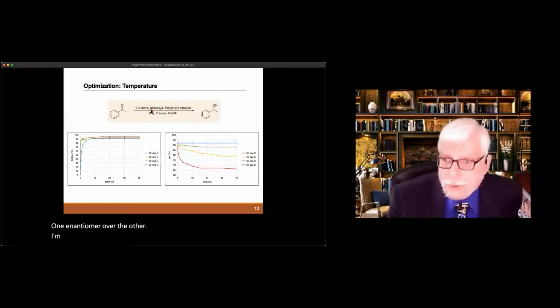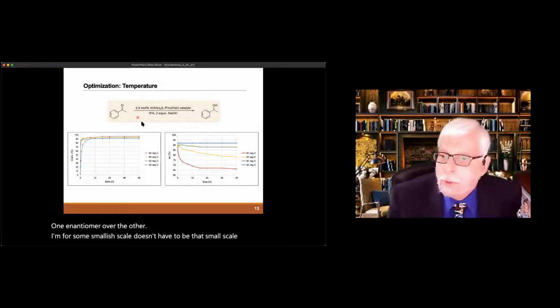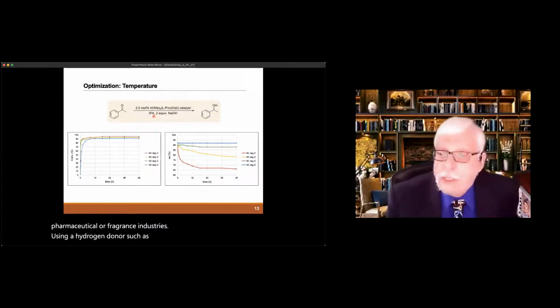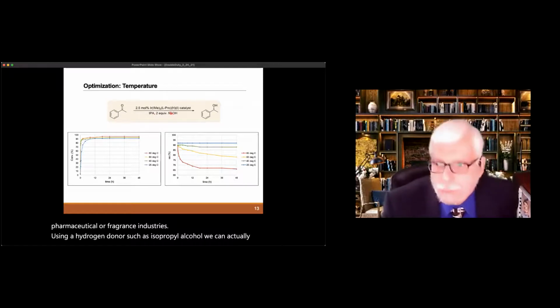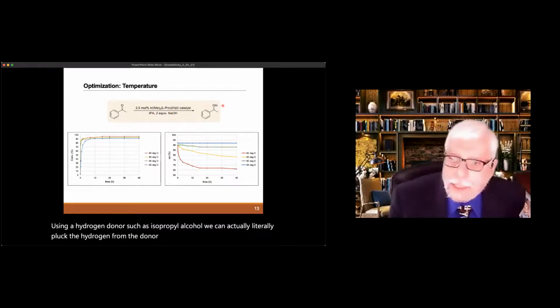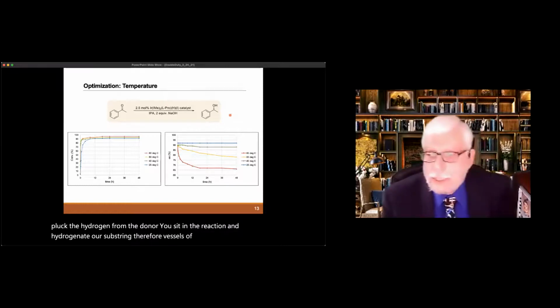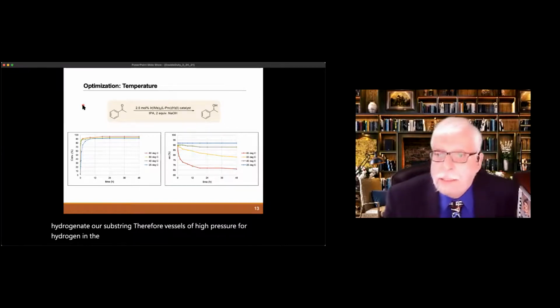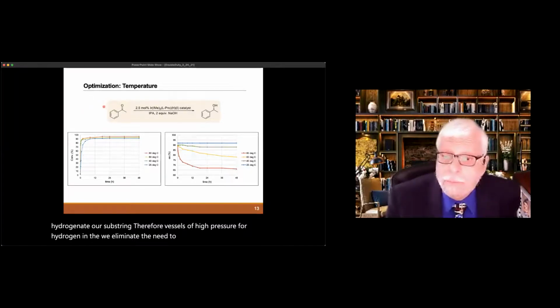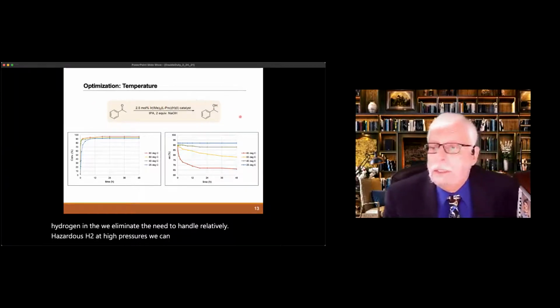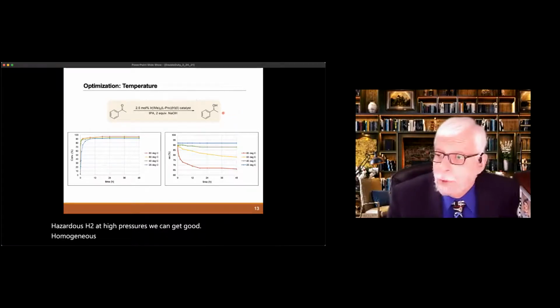This is useful for some smallish scale, it doesn't have to be that small scale, but certainly nothing on the order of the petrochemical industry. For the pharmaceutical or fragrance industries, using a hydrogen donor, such as isopropyl alcohol, we can actually literally pluck the hydrogen from the donor, use it in the reaction, and hydrogenate our substrate. Therefore, we eliminate vessels of high pressure for hydrogen, and we eliminate the need to handle relatively hazardous H2 at high pressures. We can get good homogeneous catalysis to form a chiral alcohol.